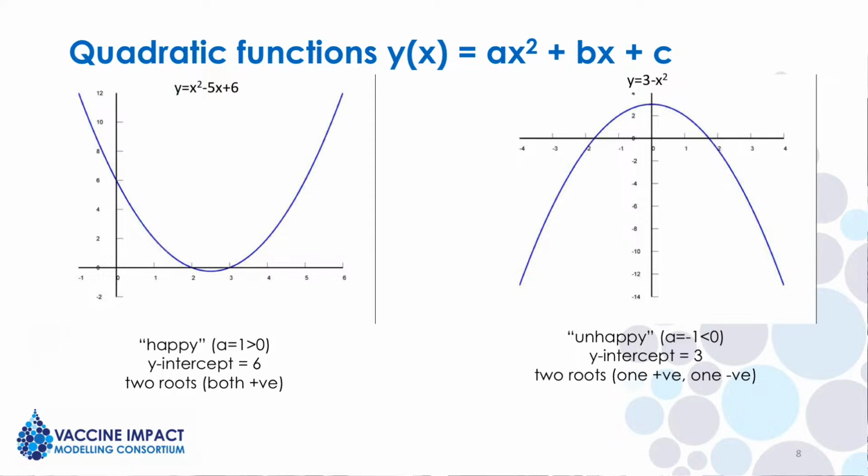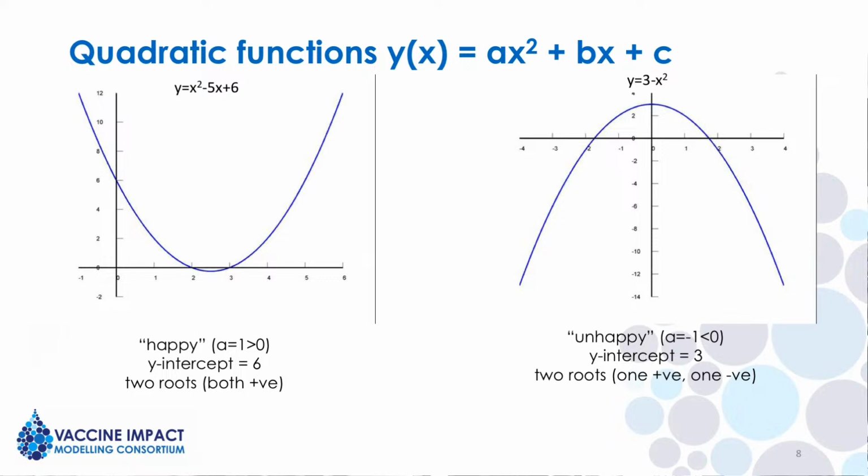Again, we're thinking, okay, what is the behavior? Where are we crossing the y-axis? Where are we crossing the x-axis with this? And what's it doing as we get very large values of x or very negative values of x? So here we've got y is equal to x squared minus 5x plus 6. We've got a positive constant on the x squared, so we have what we could call a happy graph, so it's a smile.